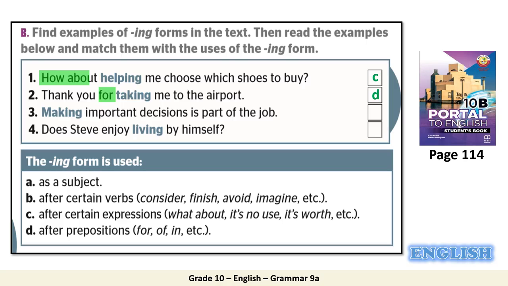Number 3, making important decisions is part of the job. Which one have you chosen? Very good. That's the use A. As a subject, I put the ing form. So making here is a gerund as a subject.